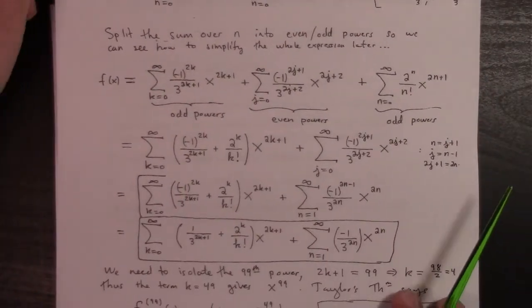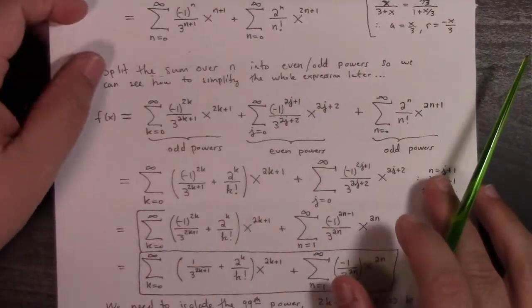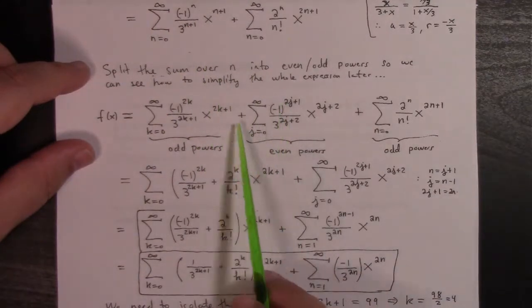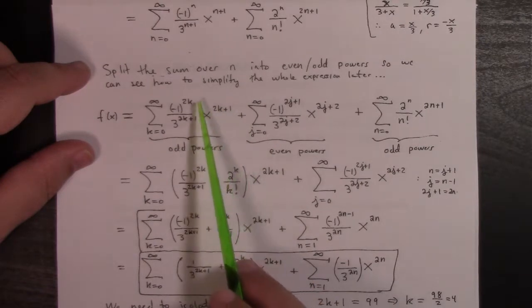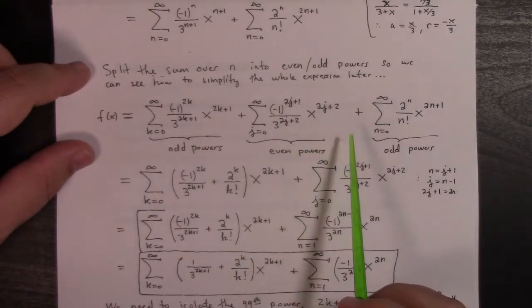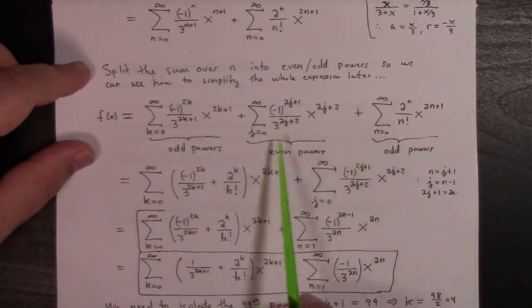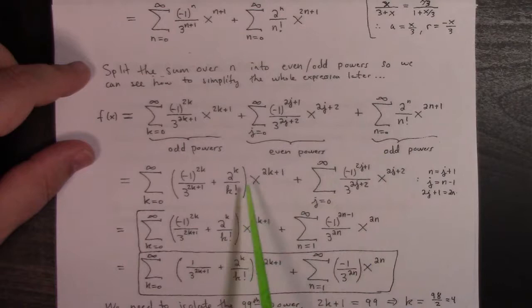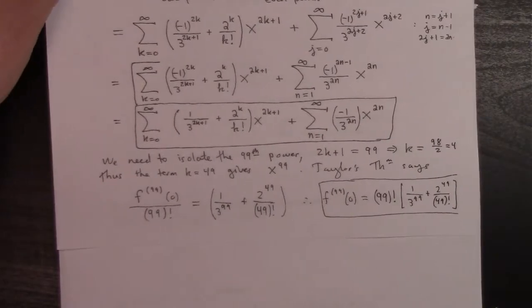All right, so what I'll do is I'll break the sum over n into even and odd powers. 3 to the 2k plus 1 times x to the 2k plus 1, and then 3 to the 2j plus 2 times x to the 2j plus 2. So the even parts and the odd parts of this sum, I'll break them up. And then I can add this piece and this piece together, all right, to give me that. And the even powers just go over here like so. And there you have it. That's the complete power series expansion for the function. Then we use Taylor's theorem to figure out the 99th derivative at 0.